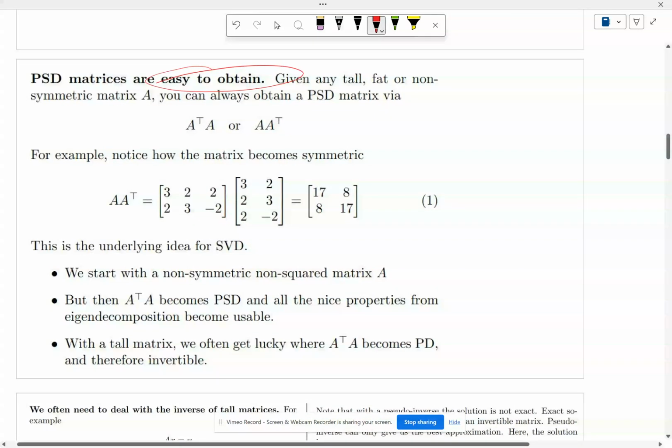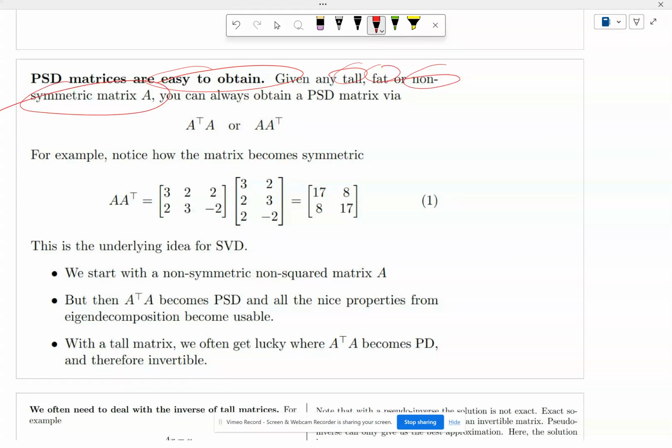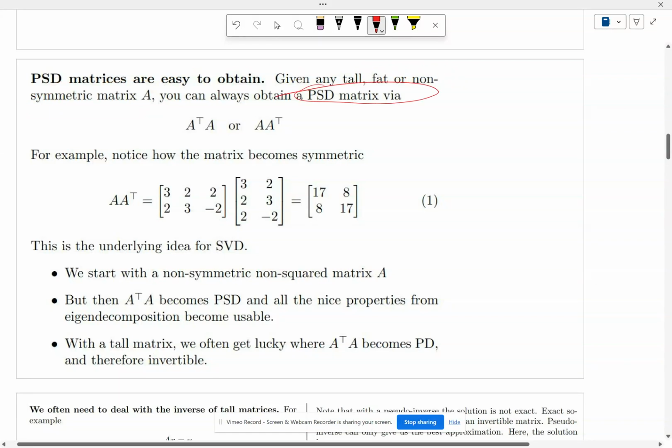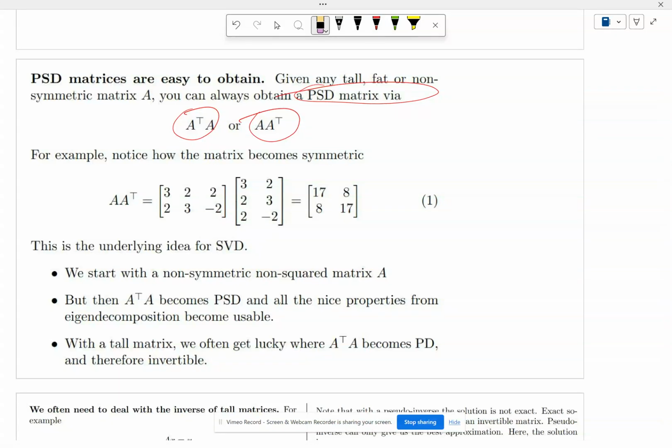We went through this in the last class. If we have a tall or fat or non-symmetric matrix, we can always basically turn it into a PSD matrix just by doing this or this, multiplying by the transpose on either side. So for example, notice how this matrix here, A times A transpose, becomes symmetric. Not only is this symmetric, if you take the eigen decomposition of this, you will realize that it is also positive semi-definite because all the eigenvalues would be positive.